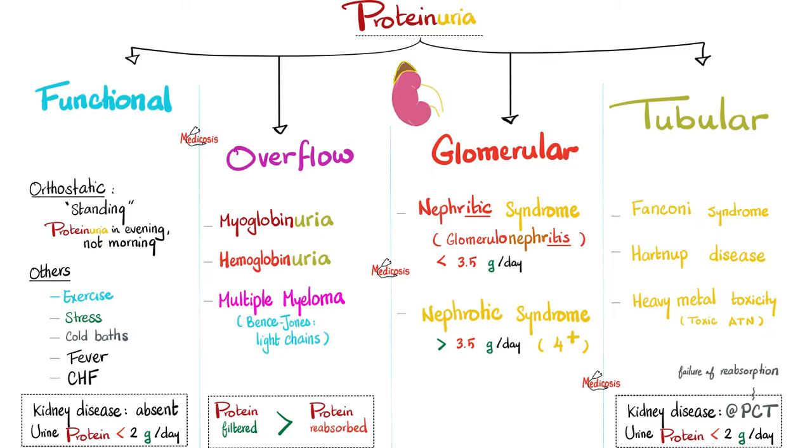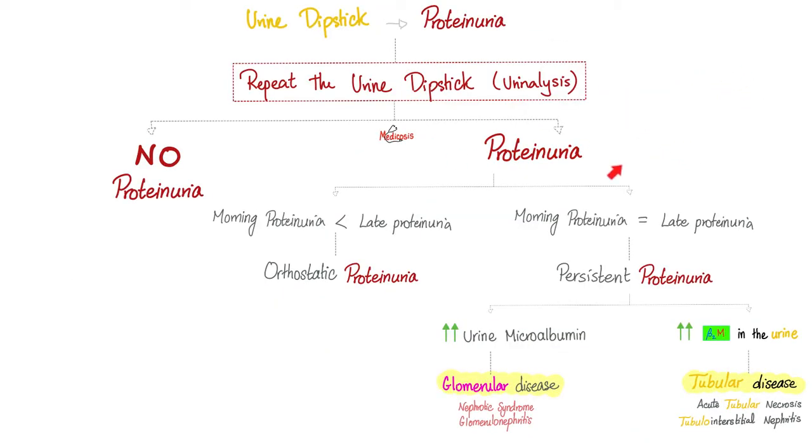Hi Medicosis, can you tell the difference between a glomerular cause of proteinuria versus a tubular one? Of course, haven't we talked before about microalbumin and beta-2 microglobulin? You can use them to tell the difference between glomerular disease and tubular disease.